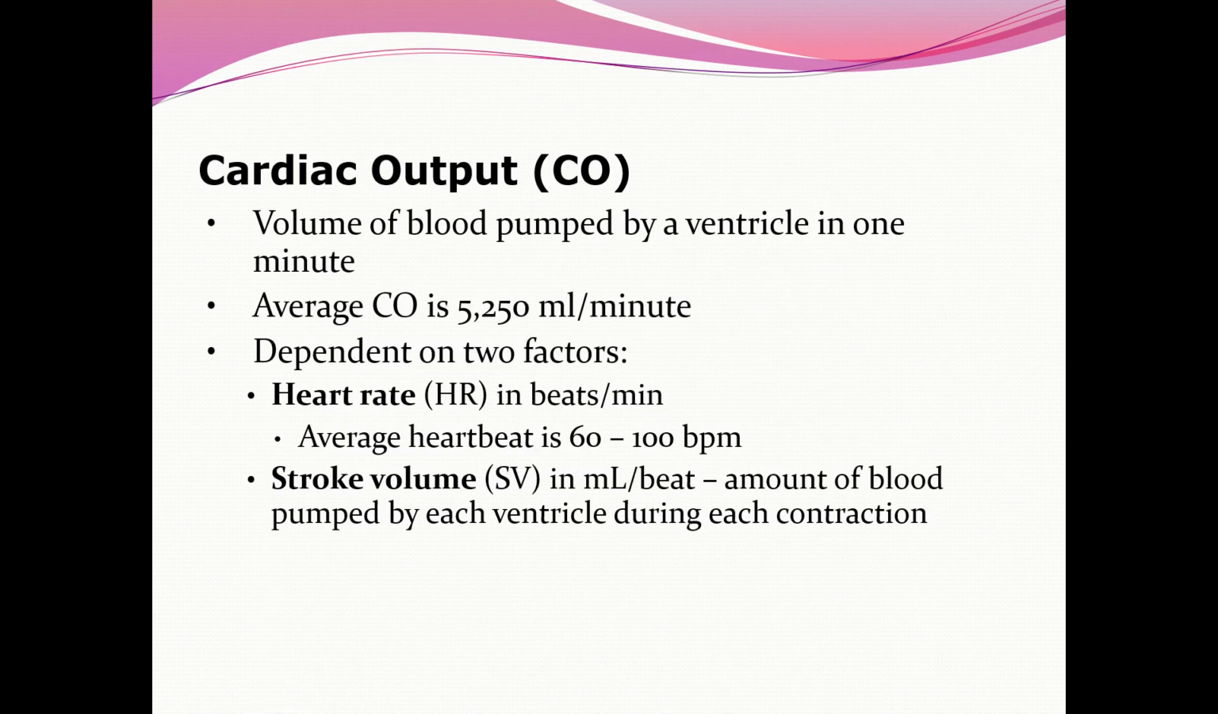The cardiac output is the volume of blood pumped by a ventricle in 1 minute. The average cardiac output is 5,250 milliliters per minute, and it is dependent on two factors, the heart rate and the stroke volume. The heart rate is measured in beats per minute, and the average heartbeat is 60 to 100 beats per minute. You'll usually hear it between 70 to 75 beats per minute. The stroke volume is going to be measured in milliliters per beat. So that's the amount of blood pumped by each ventricle during each contraction.